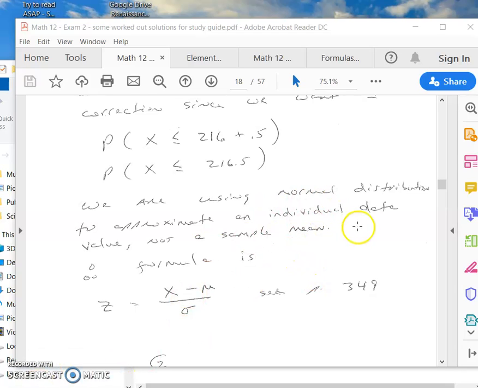Okay, and I've got this note here to myself. I'm not 100% sure what I meant by that.